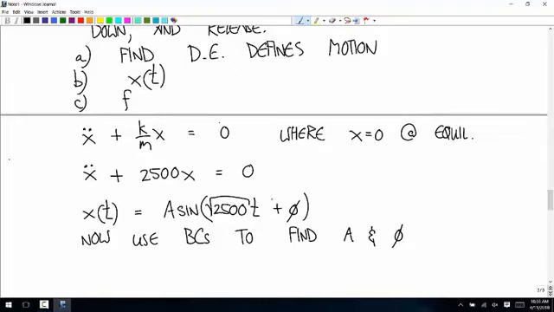What's the square root of 2500? 50. So a sine quantity 50t plus phi.